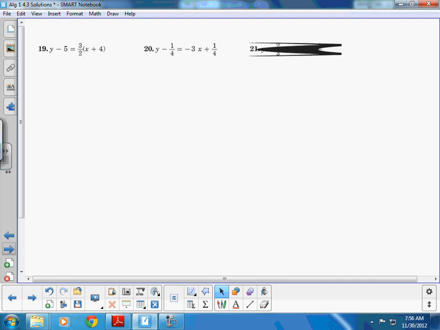Number 19, something happened to 21. Number 19, doing the same process. We don't have to multiply everything by the fraction 2 in this problem because we can have a fraction as a slope. So I'm just going to multiply the 3 halves times the x and times the 4. So I'm going to have what? I suppose you want the answers first.